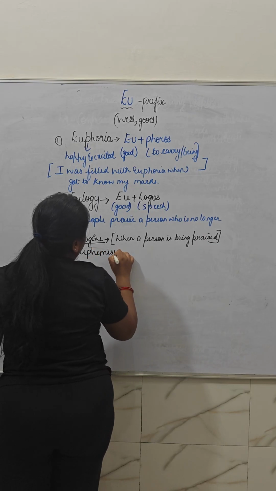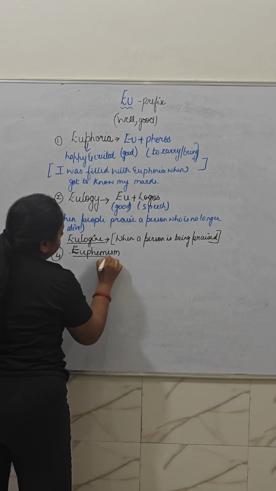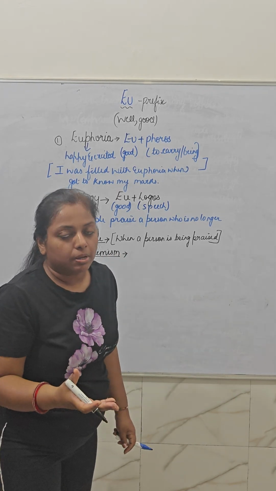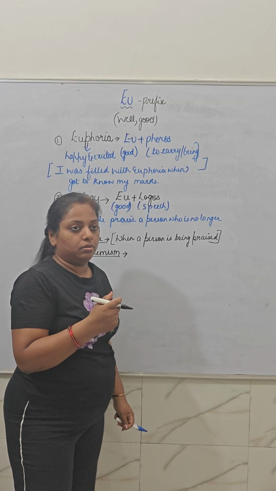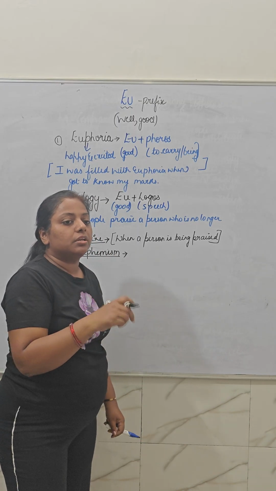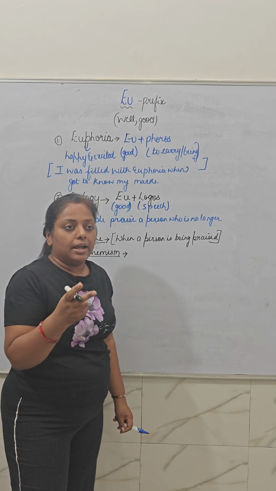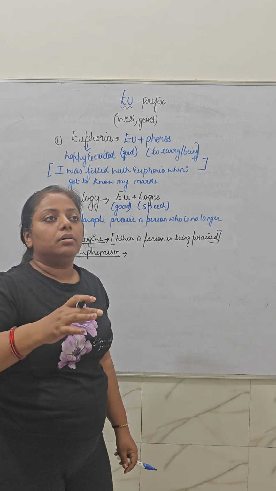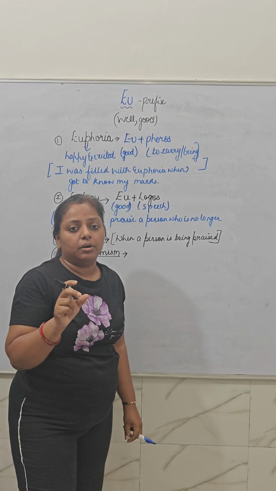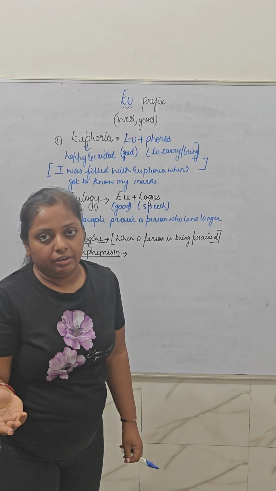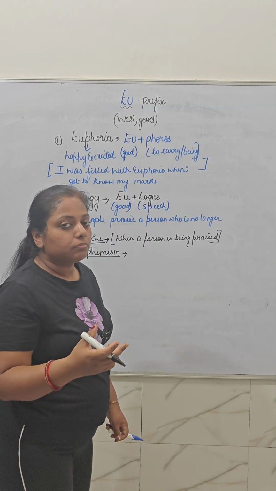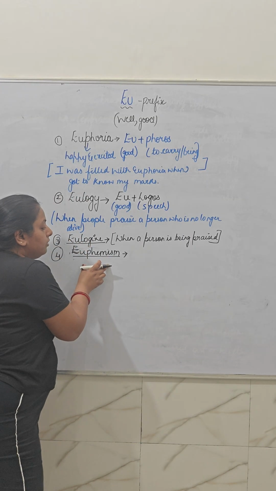Euphemism. Now what does euphemism mean? There are two ways of telling bad news to somebody, or saying something which is not in the favor of the other person. Either you can say it directly, or you can very wisely and very politely use such words that the other person doesn't get offended. When such words are being used, we say euphemism.